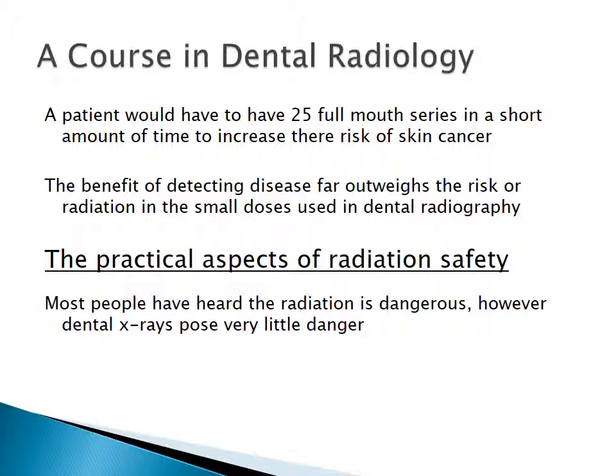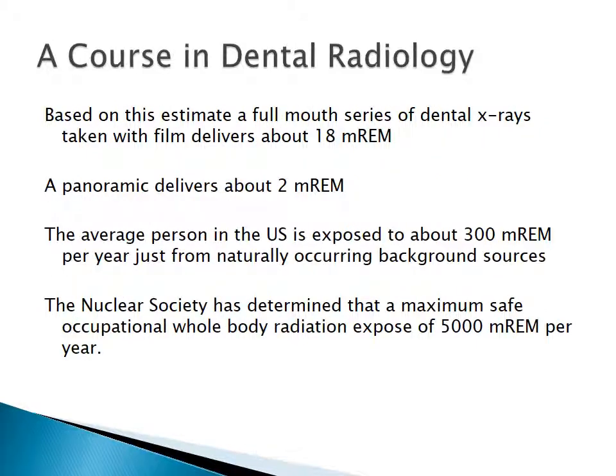Most people hear radiation is very, very dangerous. However, when it comes to the amount of radiation being put out by a dental X-ray tube, it's actually quite minimal. Based on a full mouth series, that's going to deliver roughly 18 microrem to the patient. A panoramic X-ray is going to deliver roughly 2 microrem.